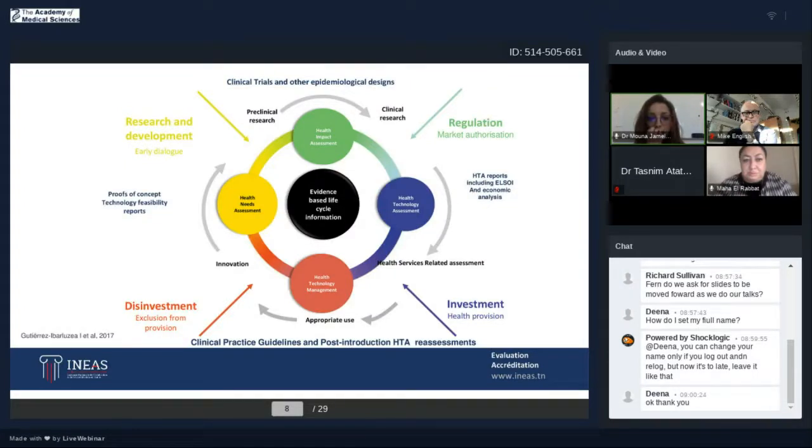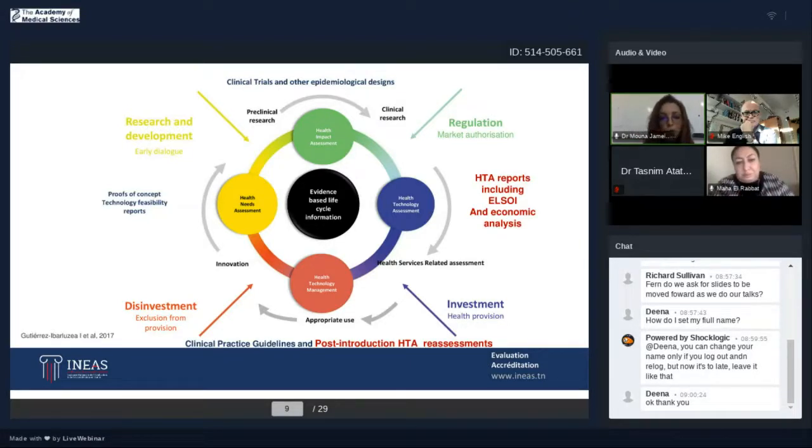So I like this graph because I think it summarizes well how health technology assessment can be useful in the life cycle of health technology. So health technology assessment is usually done after the regulatory approval, and usually aims to inform investment decisions. It is also very important in order to guide the appropriate use of health technologies, and of course for good health technology management. And health technology assessment can also be used for disinvestment decisions.